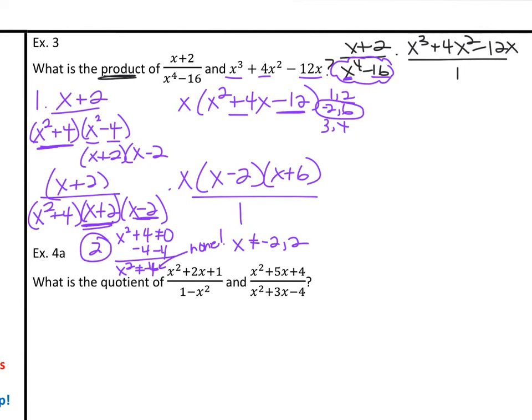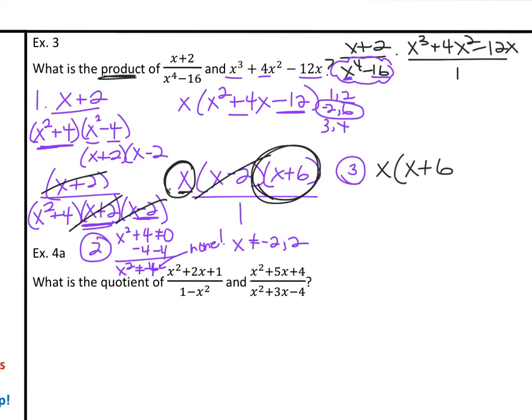Step 3, we're going to go ahead and reduce. I'm just going to reduce from step 1. That'd be easiest. I have x plus 2 on top, and I have an x plus 2 on the bottom. I have a plain x, but I have no other plain x's. I see x minus 2 and x minus 2. And then there's an x plus 6 on top, but nothing that matches on the bottom. What's left over in the numerator is that plain x and the x plus 6.